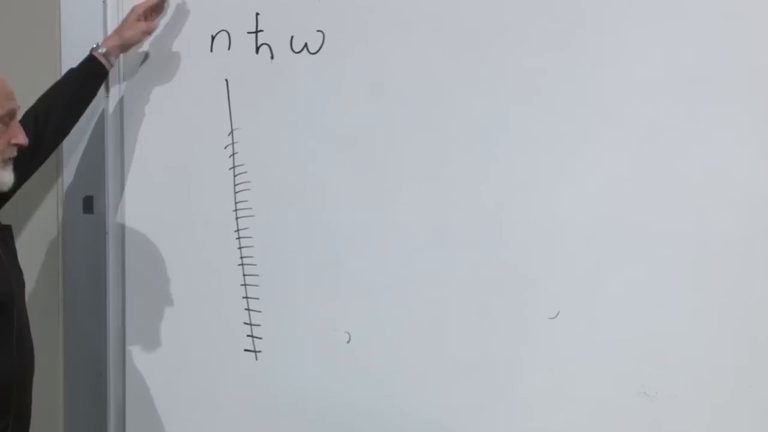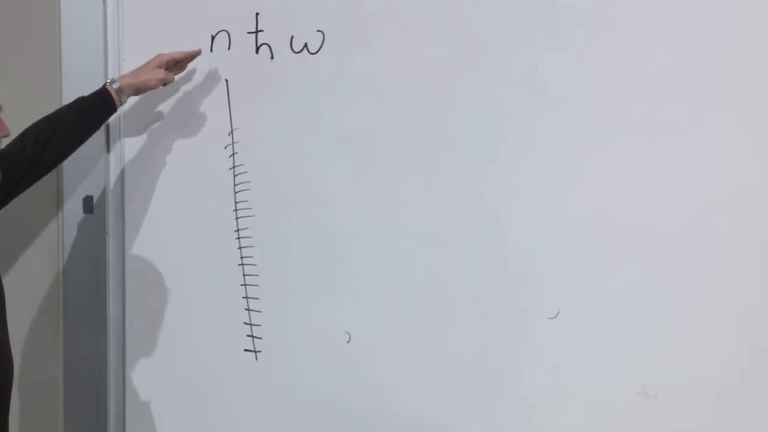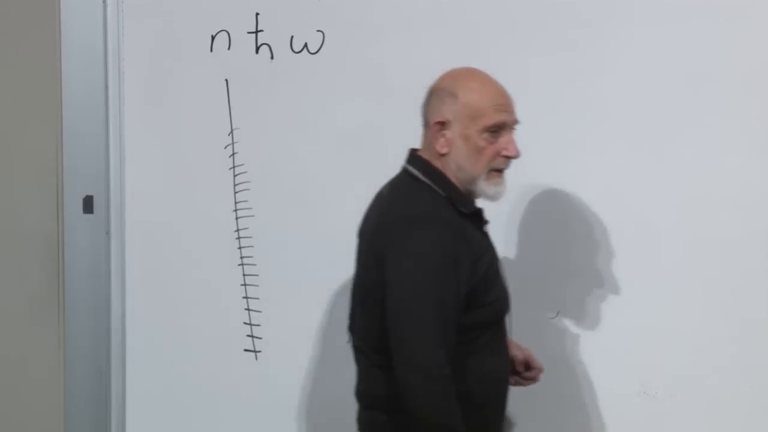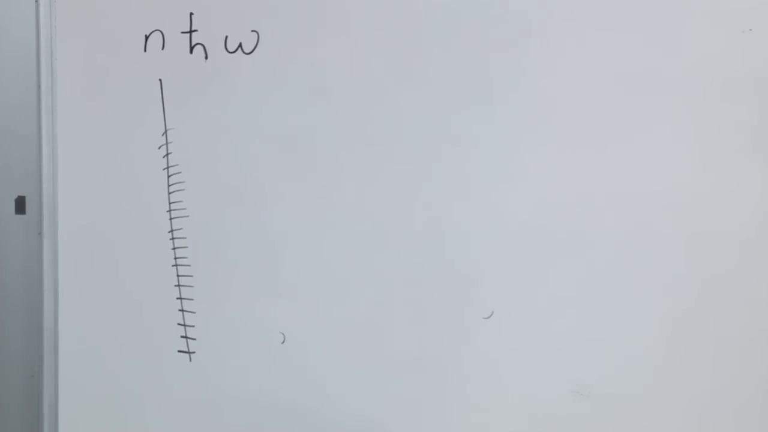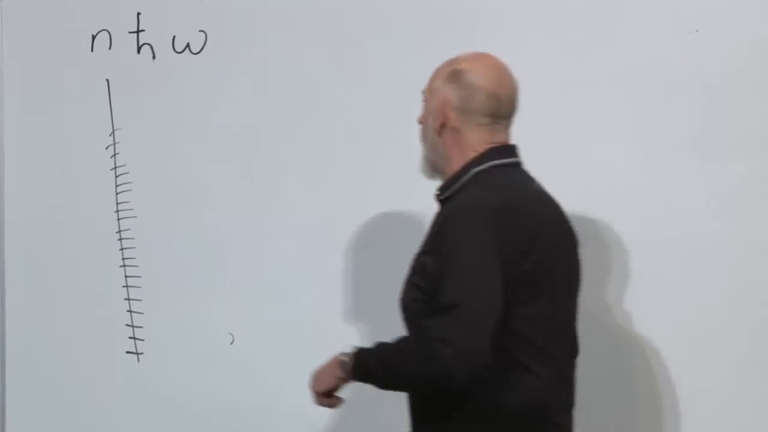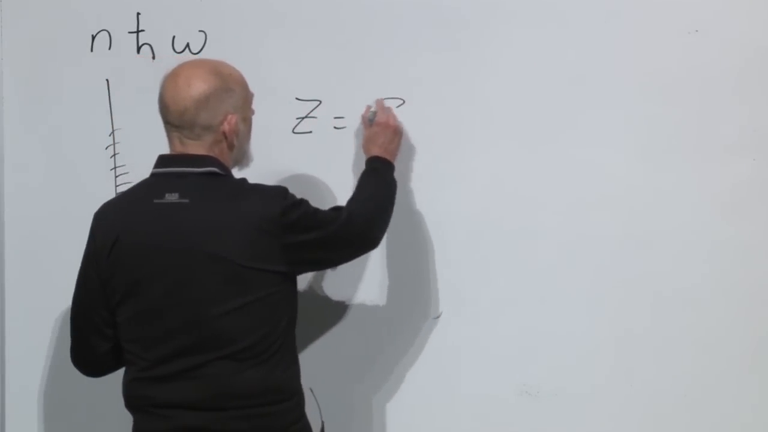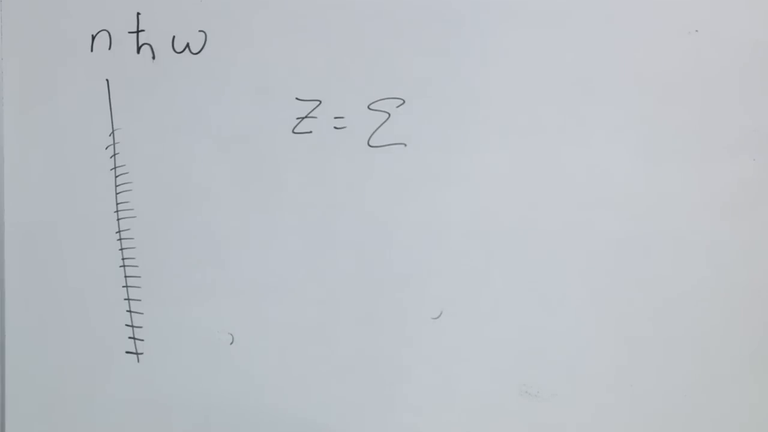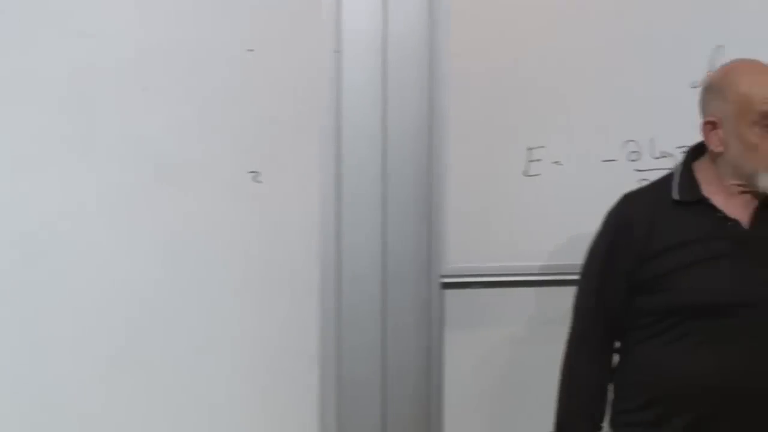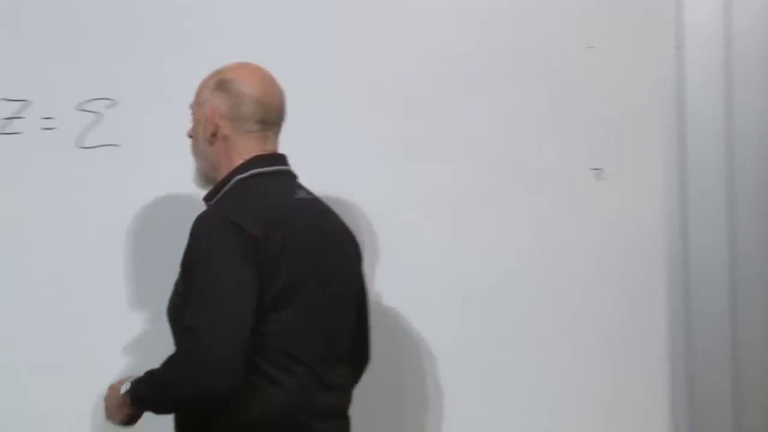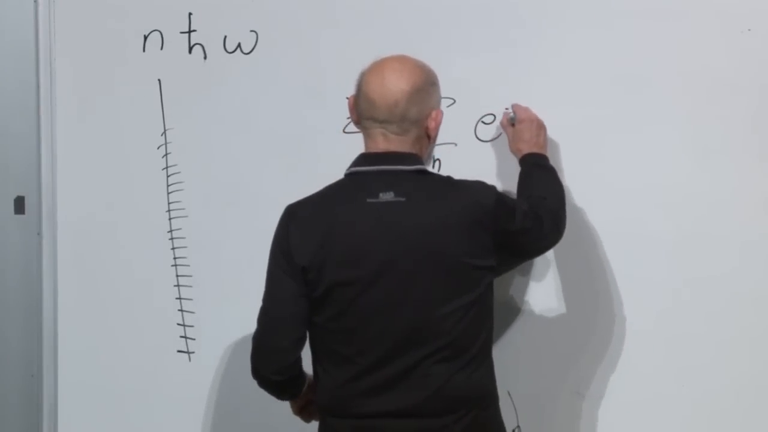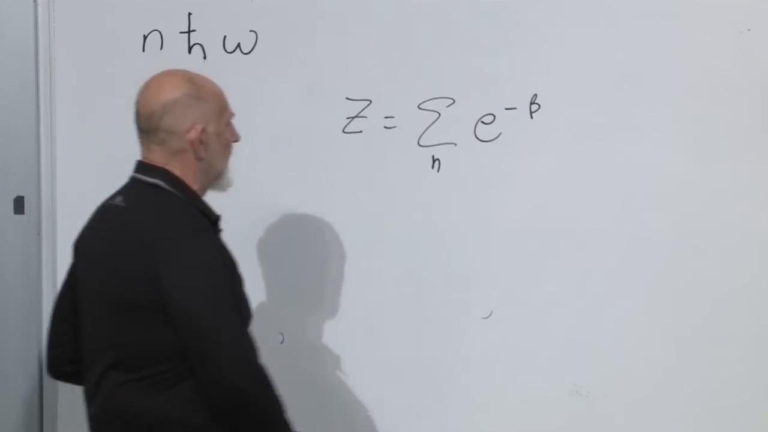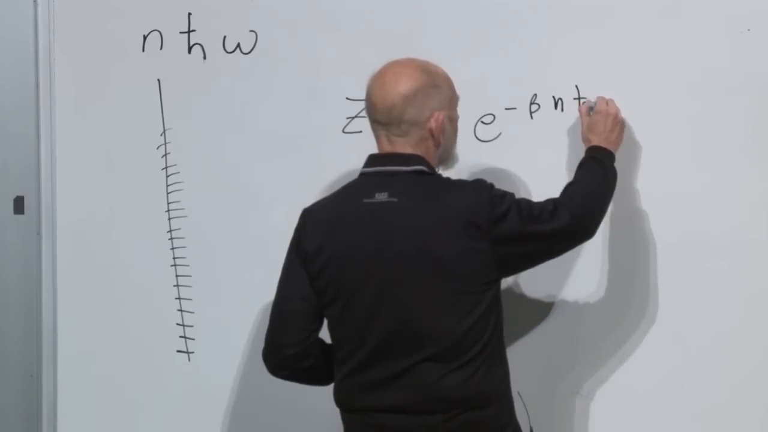The energy of a single harmonic oscillator comes in discrete integer multiples of h bar omega. Now we can calculate the partition function for the quantum mechanical oscillator. Remember what the answer is? The answer is always Z is the sum over all states. For the classical oscillator, we replace that by an integral. For the quantum mechanical oscillator, it's truly a sum. It's a sum over n of e to the minus beta times the energy of the nth state. And the energy of the nth state is n h bar omega.